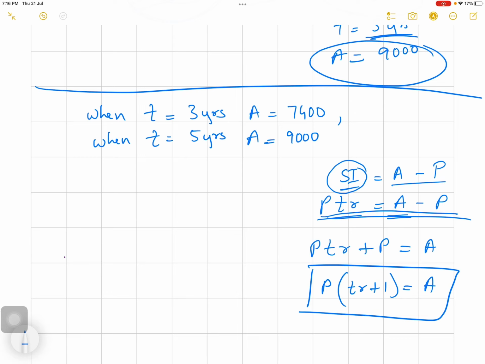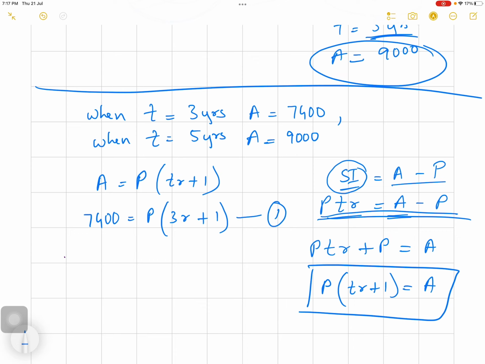So now the formula for A is A equals P into (TR plus 1), or (1 plus TR), it is one and the same thing. Now we know two things. For the first case, if A is 7,400, P we don't know, T will be 3 years, R we don't know, plus 1. Let this be equation 1.